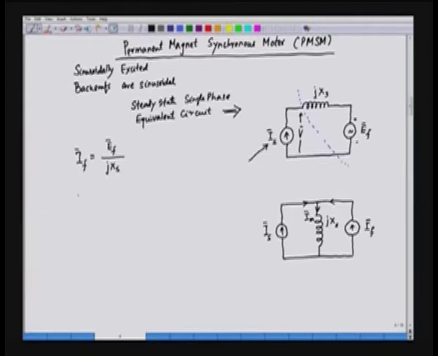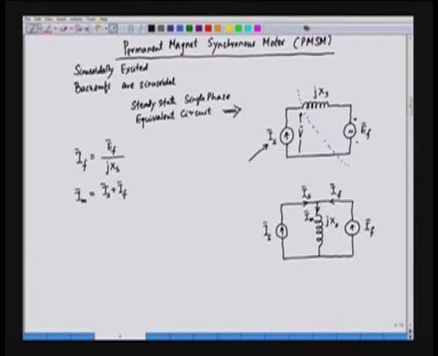and this Im is the sum of the other two currents. The stator current is Is, and this is the field current which is coming from the field side, this is If. So, we can say Im is the sum of Is and If. So, we can now draw the equivalent circuit. After drawing the equivalent circuit, we can draw the phasor diagram.